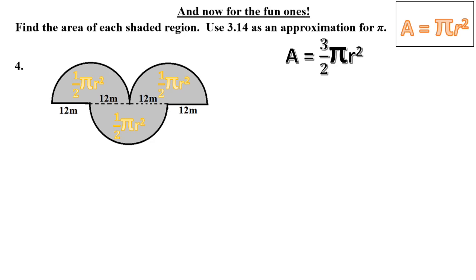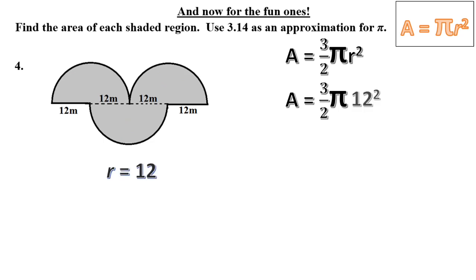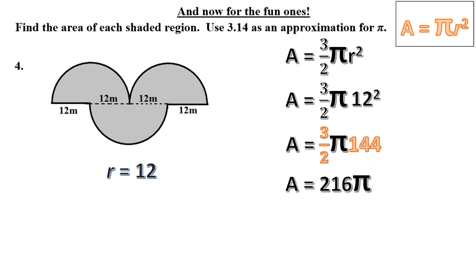So I'll just do 3/2 of pi r squared. So I just need the radius. The radius, since hopefully you can see the radius is 12. So we're going to plug that in. We're going to do 12 squared is 144. And then, as always, I like to do the 3/2 of 144. So you could either do 1.5 times 144. You could divide 144 by 2 and multiply by 3. Or multiply 3/2 times 144. Either way, you're going to get 216 pi.